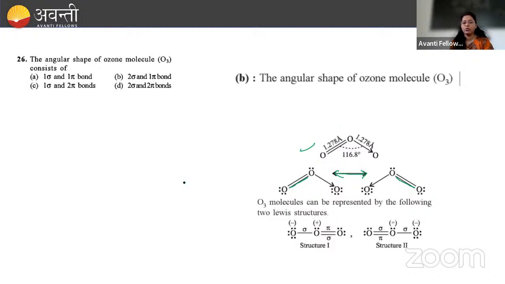Okay, so these are the two Lewis structures available, structure 1 and structure 2. In both the structures, you can see there are 2 sigma bonds and 1 pi bond present. So what will be the correct answer here? 1 sigma 1 pi, 2 sigma 1 pi, 1 sigma 2 pi, 2 sigma 2 pi. So 2 sigma and 1 pi will be the correct answer. Right? Any doubts in this?